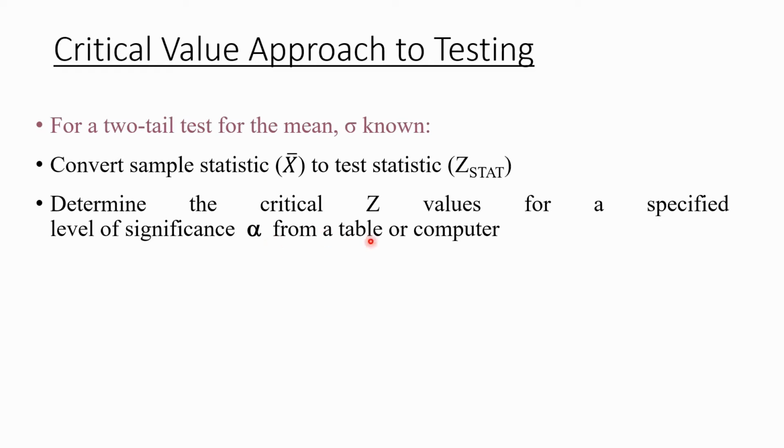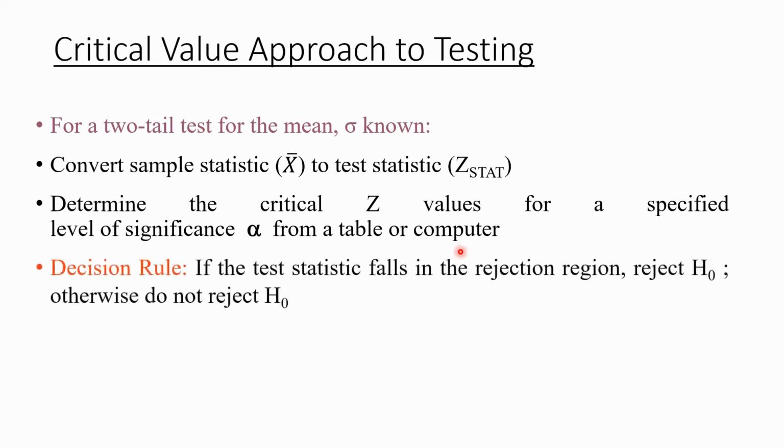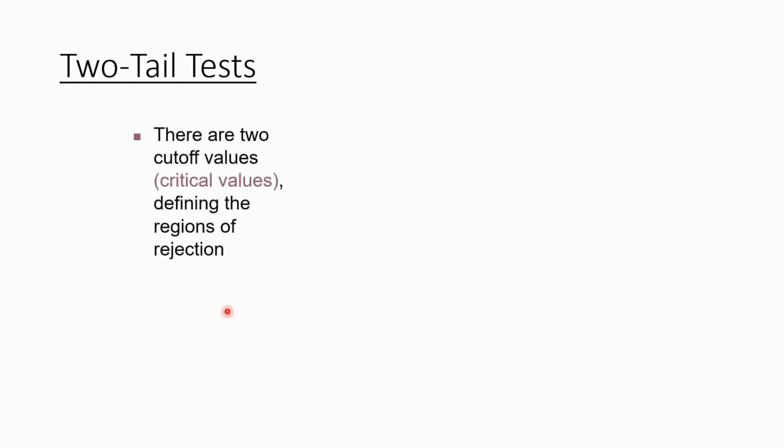And then you have a decision rule. If the test statistic, which is your Z stat, falls in that rejection region which we talked about, then you reject your null hypothesis, which is H0. Otherwise, that is, if it doesn't fall in the rejection region, you do not reject your H0. So let's have a look at this graphically, what the two-tailed test looks like. There are two cutoff values. That is important because it's a two-tailed test. There are two cutoff values or critical values, and those two values define your region of rejection.